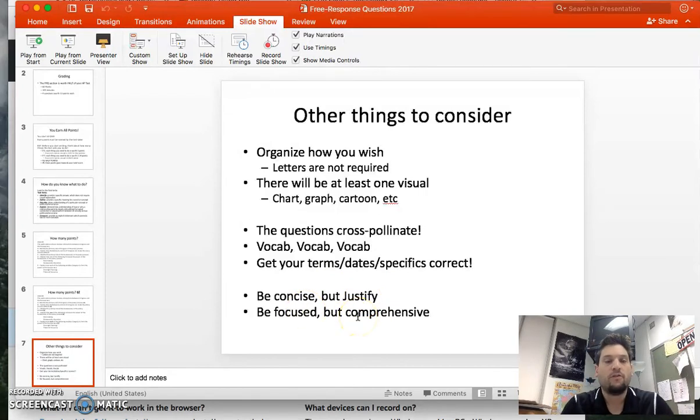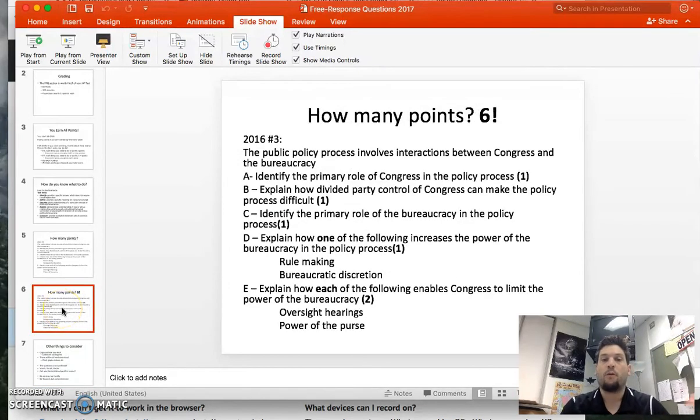Don't answer the questions in as few words as possible, but at the same time, don't ramble on and give parts of the story that aren't necessary and aren't being asked. Think about what's being asked, get to the point, give examples, as it says here in the middle. Questions cross-pollinate, meaning, as you just saw with this question, they went back and forth from Congress to policy, from policy to bureaucracy. You're going to see those kinds of what we call cross-pollination, where you're going to see different chapters and different topics and different themes in the question.